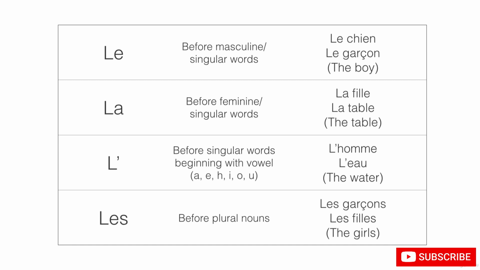And vowels are a little different in French. Just as in English, we have A, E, I, O, U, and sometimes Y, but in French they have sometimes H as well. So a good portion of the words that begin with H are actually treated as vowels, also because H's are silent, so that's part of the reason. So we say l'homme and l'eau, the man and the water. And finally, les we use before plural nouns. So for example, les garçons and les filles, the boys and the girls.